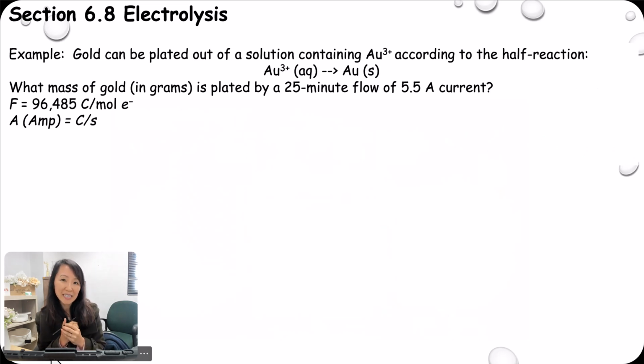We can do an example problem based on electroplating. Here's an example problem that you might see on the exam. Gold can be plated out of a solution containing gold 3 plus according to the half reaction. So here's my gold 3 plus forming into gold solid.